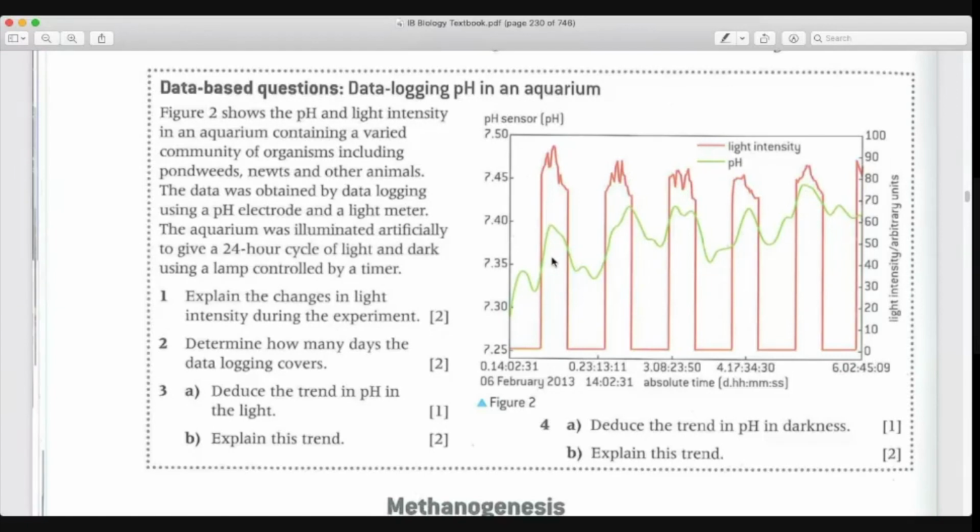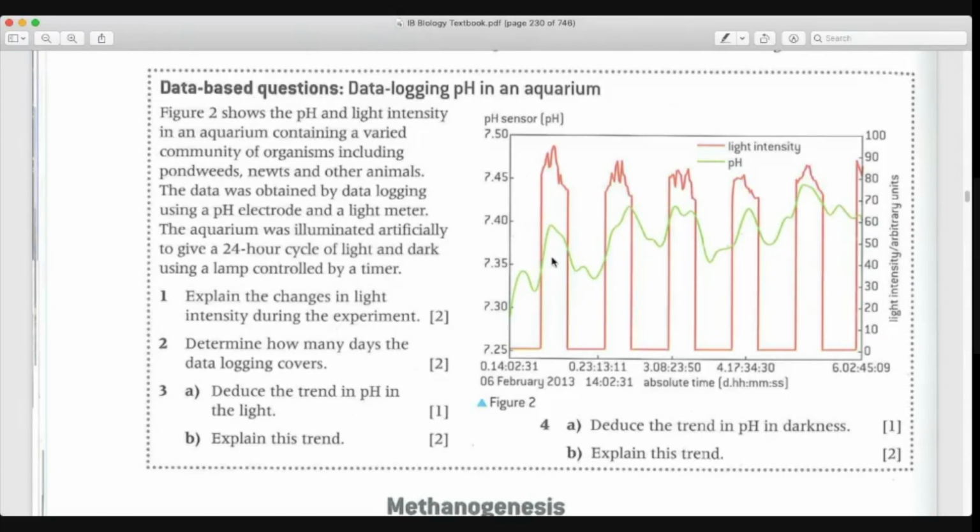Now, what are we able to conclude about adding CO2? If CO2 gets added to water, what's going to happen to its pH? If carbon dioxide is added to water, what's going to happen to its pH? The water becomes more acidic, so the pH decreases. Right, the water becomes more acidic.